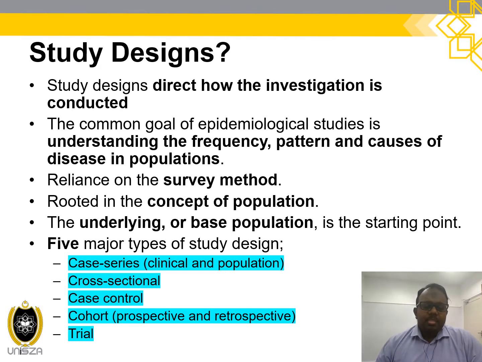There are five major types of study design. The first one is case series, mostly clinical and also in population. The second study design is cross-sectional, then case control study, cohort, where you have prospective and retrospective, and finally you have trial.